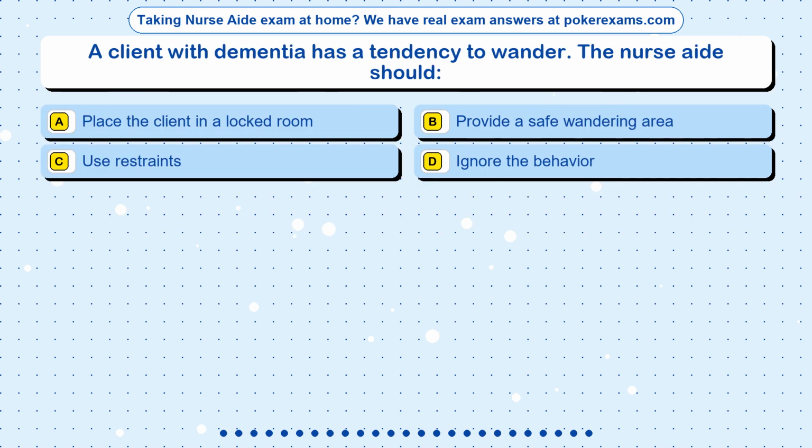Question 8. A client with dementia has a tendency to wander. The nurse aide should: Option A, place the client in a locked room. Option B, provide a safe wandering area. Option C, use restraints. Option D, ignore the behavior.